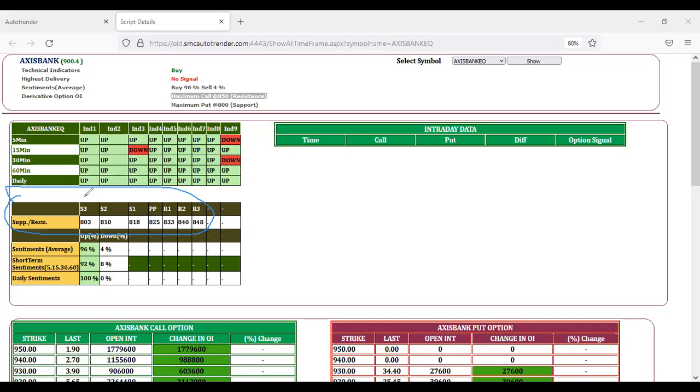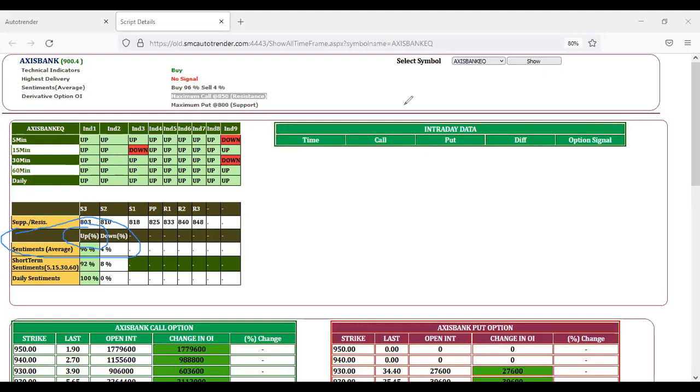first we have landed up at Axis Bank thinking that it will give me a very good result. The first thing you need to check over here is how the sentiment average is. If the sentiment average is greater than 60 or 70% on the upside, up percentage, then you can look for buying opportunities.